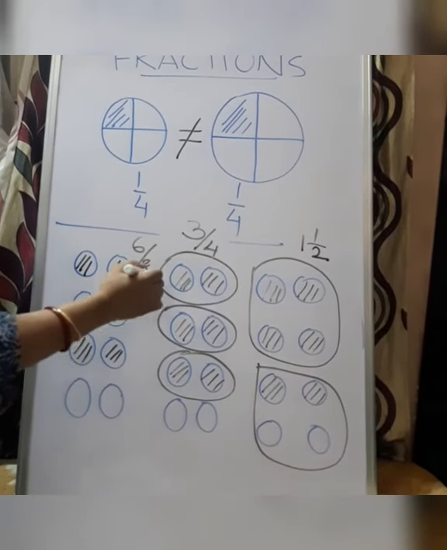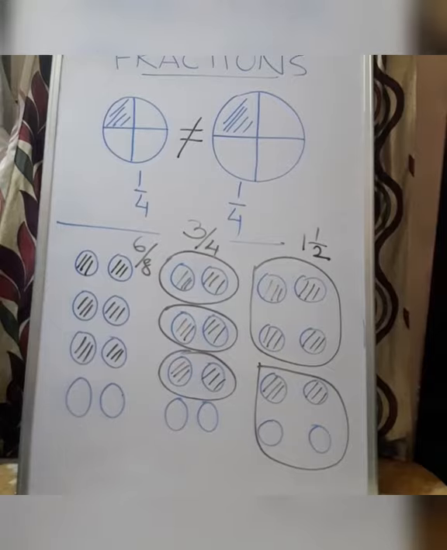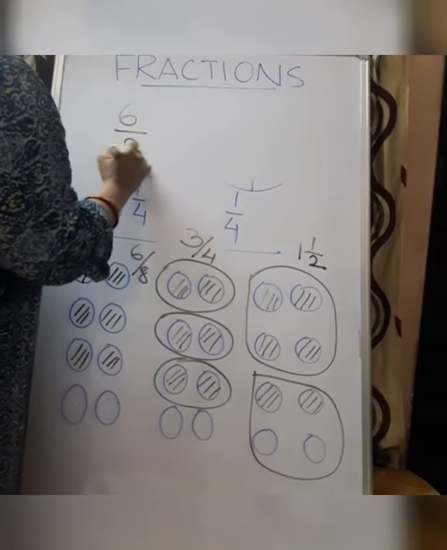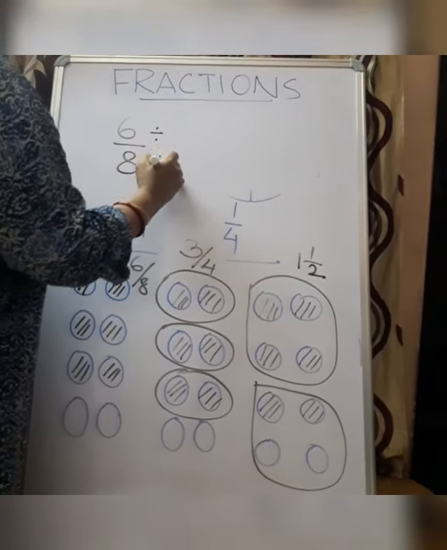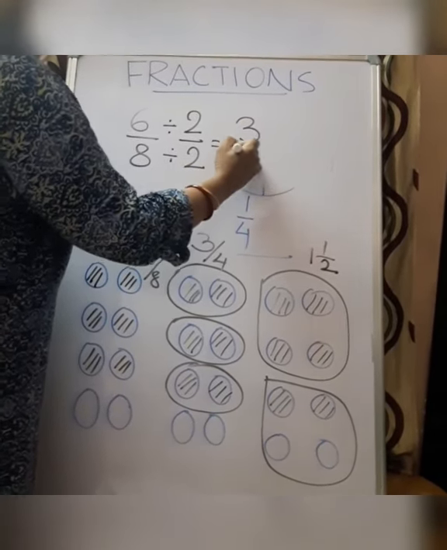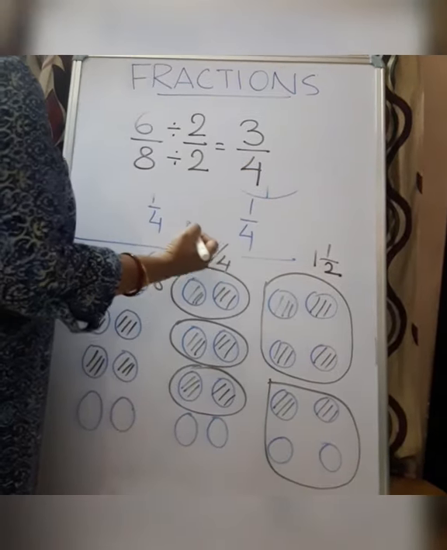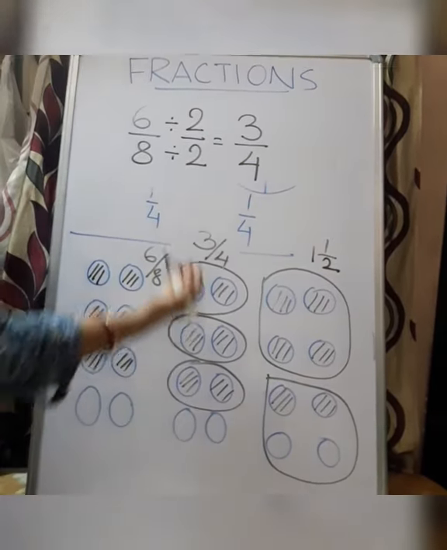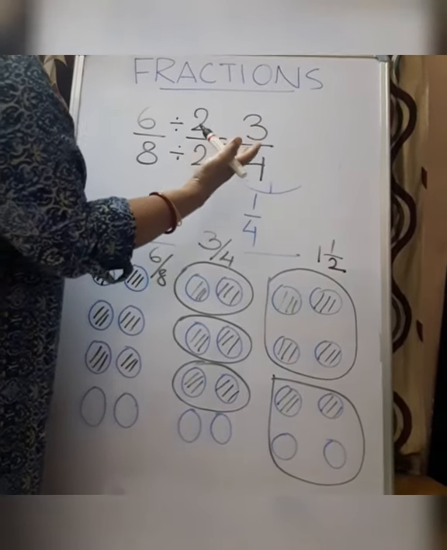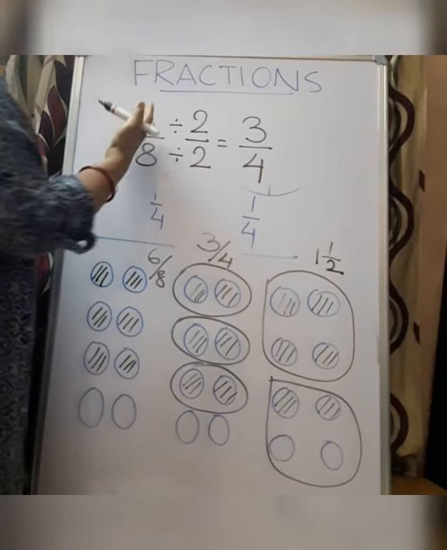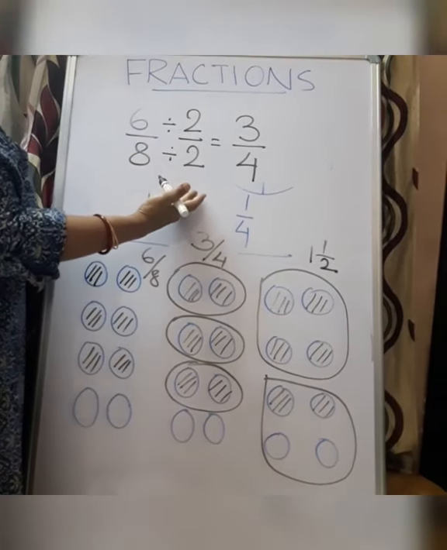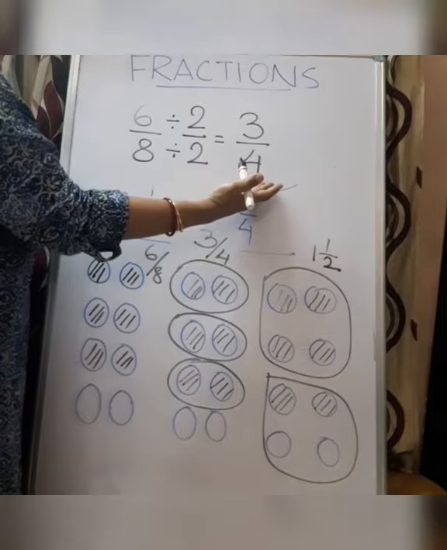These are equivalent fractions because (6 by 8) divided by 2 by 2, we get 3 by 4. So this is an equivalent fraction. Previously I told you equivalent fractions can be found out by multiplying numerator and denominator with the same number, and here we are dividing the numerator and denominator with the same number to get the equivalent fraction.